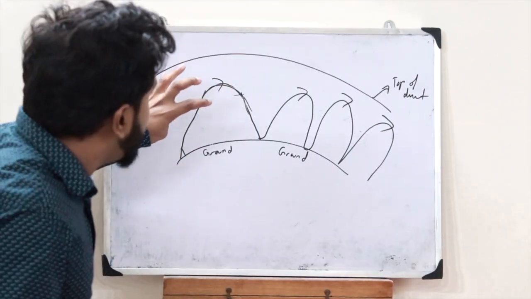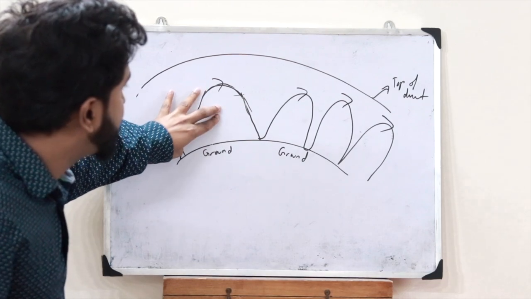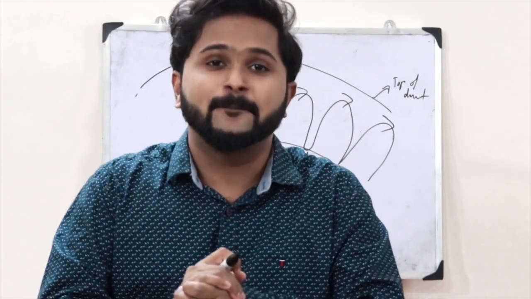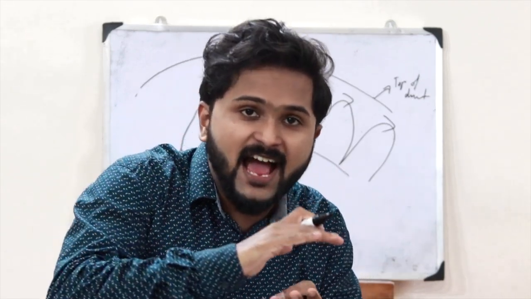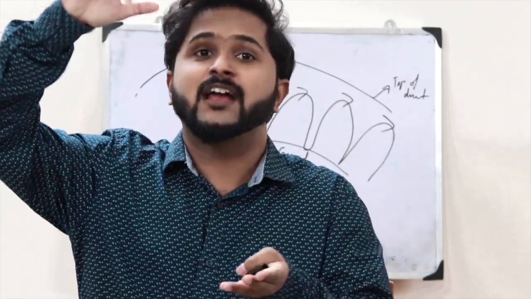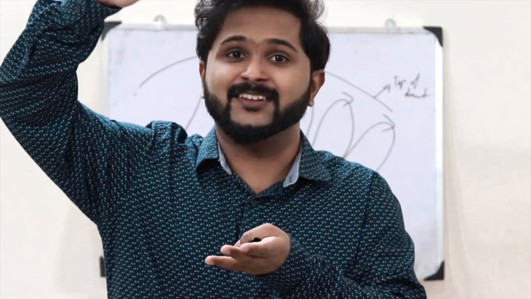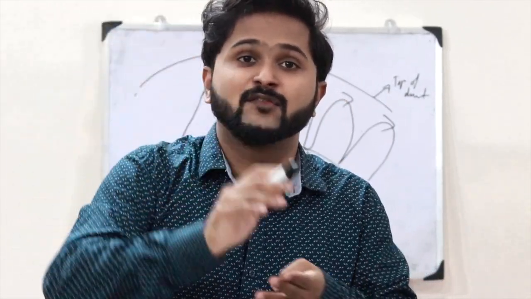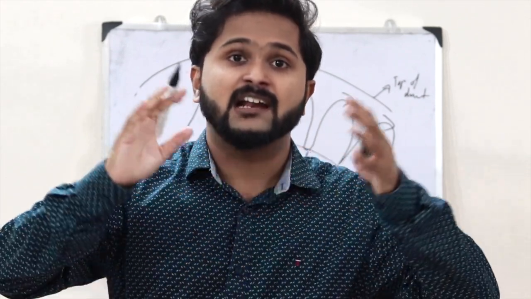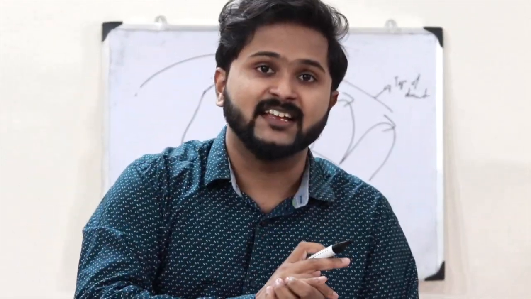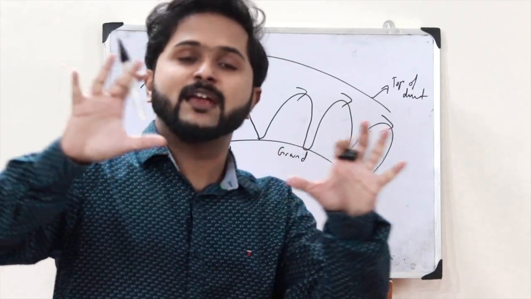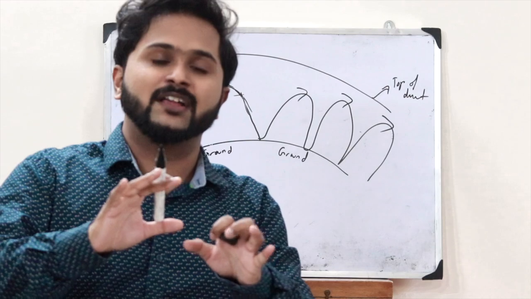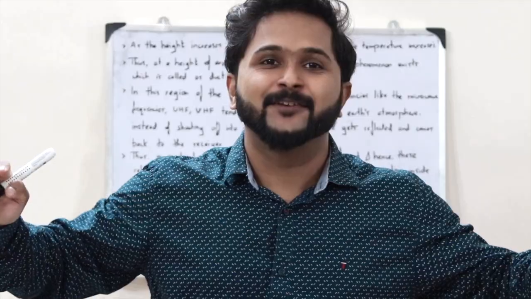So the main requirement for duct propagation to happen is temperature inversion. What do you mean by temperature inversion? As the height increases from the surface of the Earth, the temperature also increases. That is, the temperature is directly proportional to the height. This is what you refer to as temperature inversion, rather than the temperature decreasing as the height increases. So the waves of very high frequencies are sent and received using this phenomenon, which is referred to as duct propagation. So I've written it down.